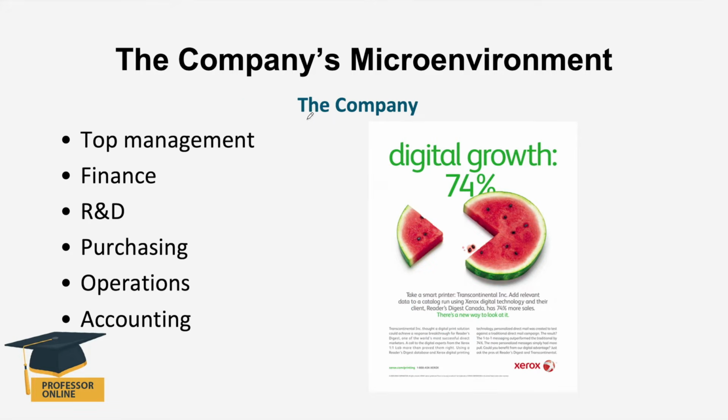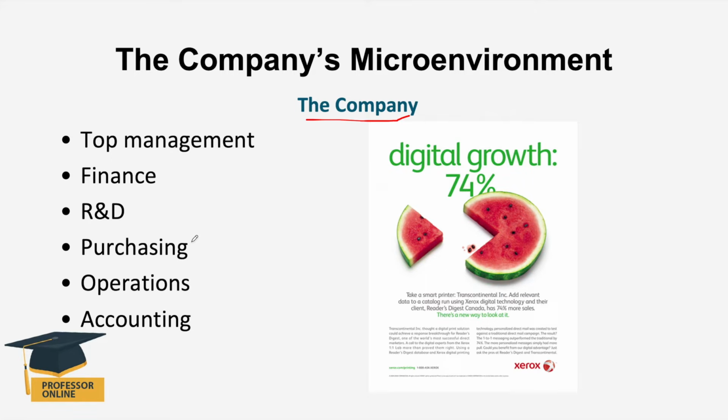Now, the company itself is made up of different departments. There is a top management, then finance, R&D, research and development, a purchasing department, operations, accounting, HR. So there are different departments within an organization. When you're making a marketing plan, you have to make sure that you study all the departments and tell them that our goal is to satisfy the customer to our full capability and capacity. And in order to do that, we all have to come to a single page.